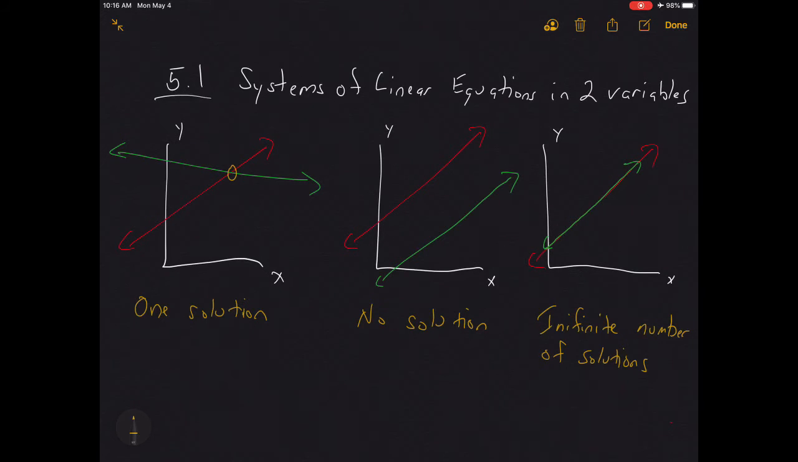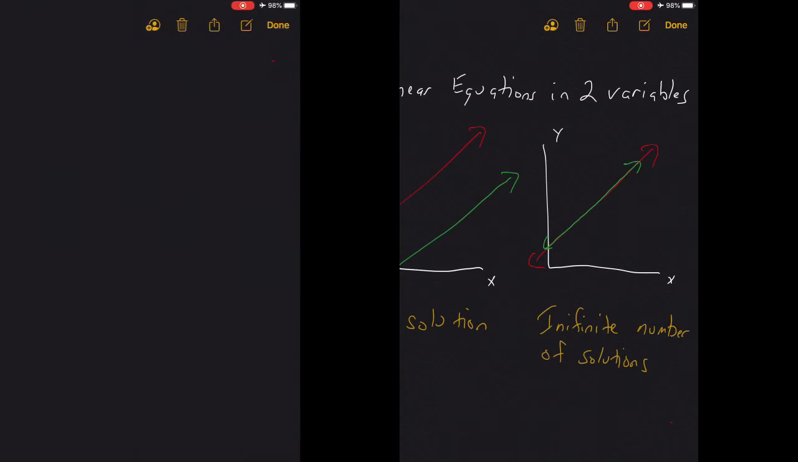I could have one solution where the two lines cross each other. I have no solutions because they're parallel and they'll never touch each other. Or I could have an infinite number of solutions because the lines actually lie right on top of each other. Those are the three possibilities for the system of linear equations in two variables.